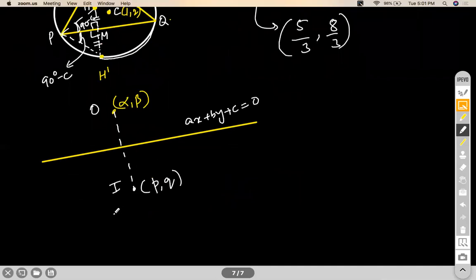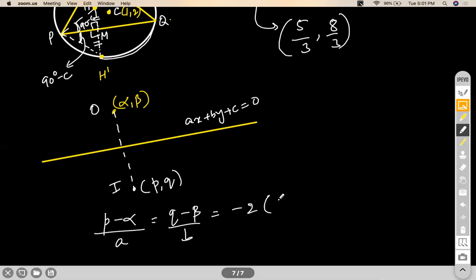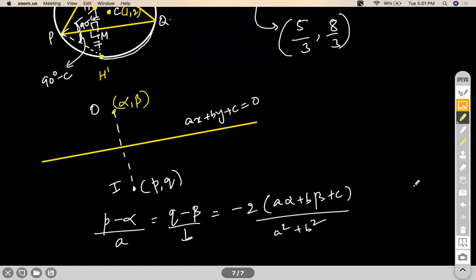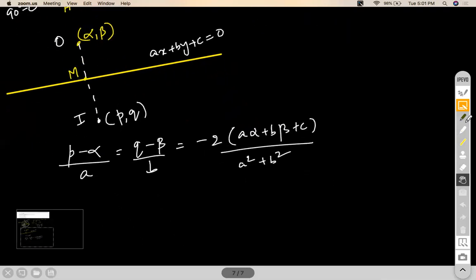Then the formula that we know is, what is the formula? P minus alpha by A is equal to Q minus beta by B is equal to negative 2 times (A alpha plus B beta plus C) by A square plus B square. Okay. So this is a direct formula for finding the mirror image. By the way, just to remind you, what is the foot of the perpendicular? For that, you just drop this 2. I hope you remember these formulas. We have been using it time and again and frequently to solve questions.